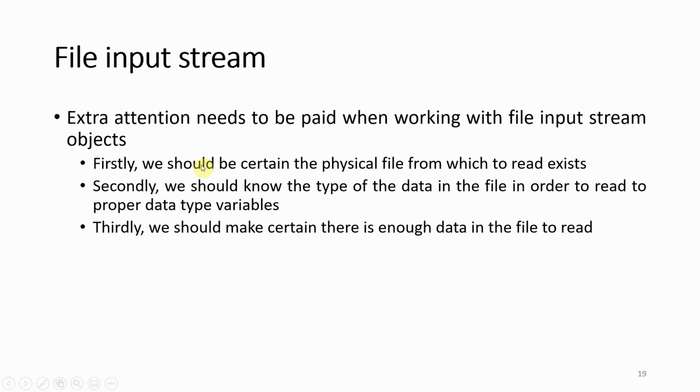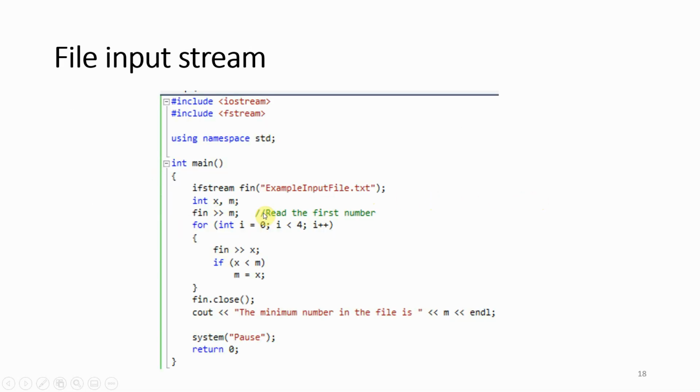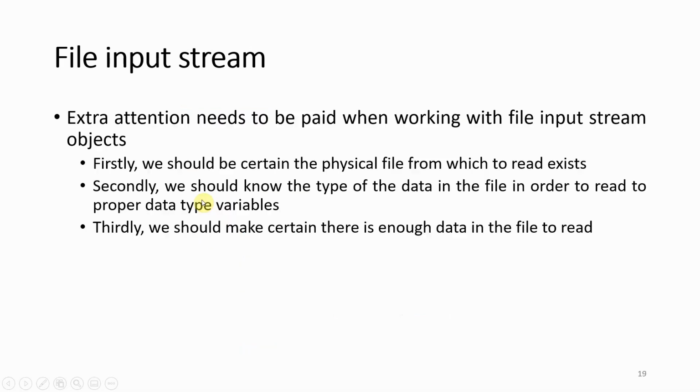Secondly, we should know the type of the data in the file in order to read the proper data type variable. So like here we knew that it's going to be integer, so that's why it was integer.